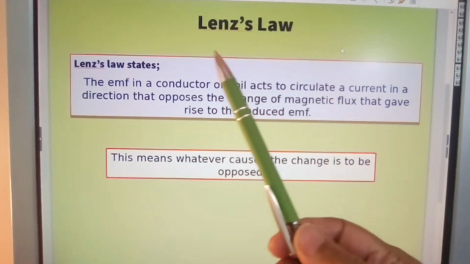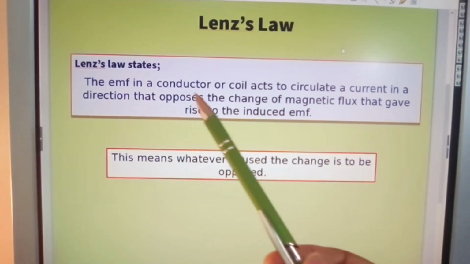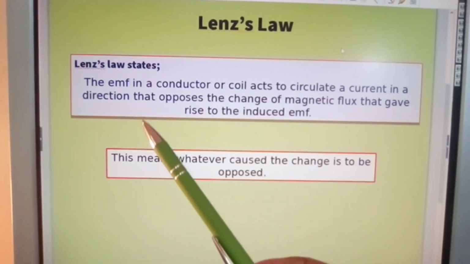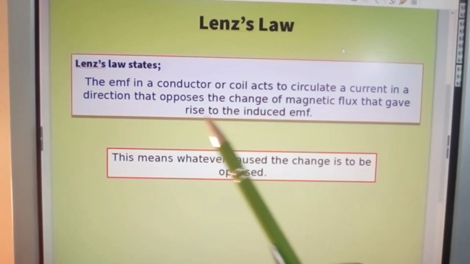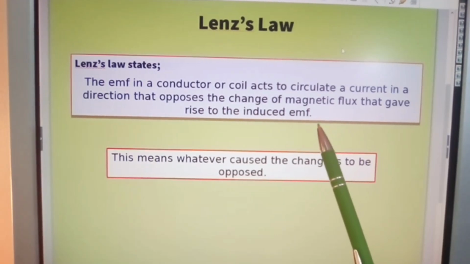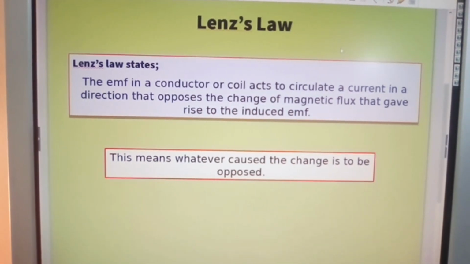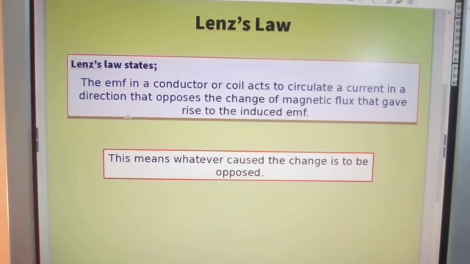Lenz's law. I repeat, Lenz's law. The EMF in a conductor or coil acts to circulate current in a direction that opposes the change of magnetic flux that gave rise to the induced EMF. This means whatever caused the change is to be opposed. So you have an opposition to the flow of current within the circuit.